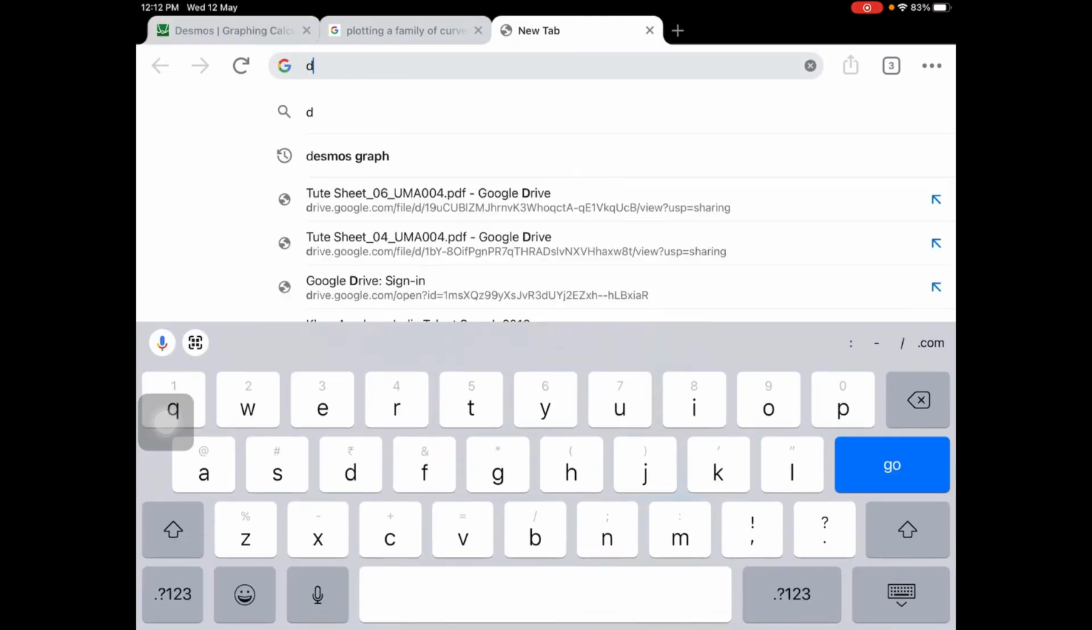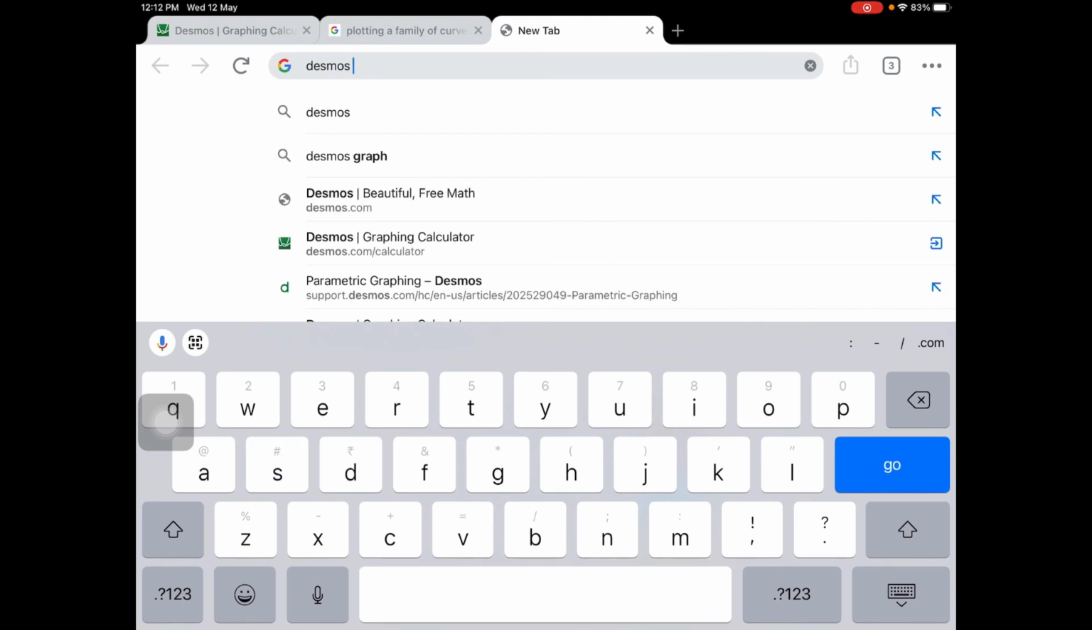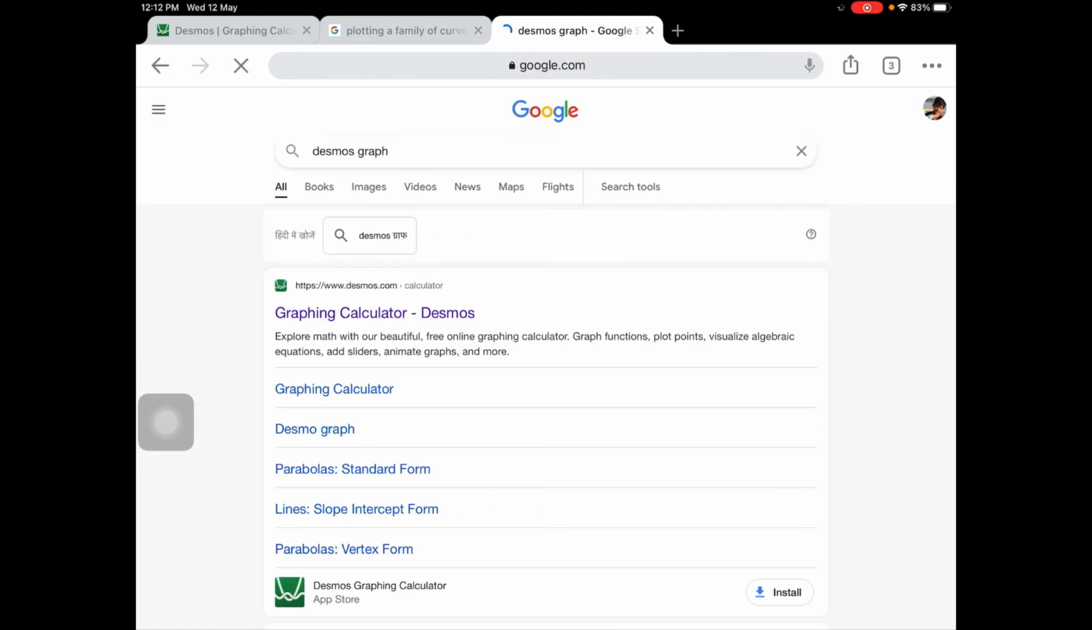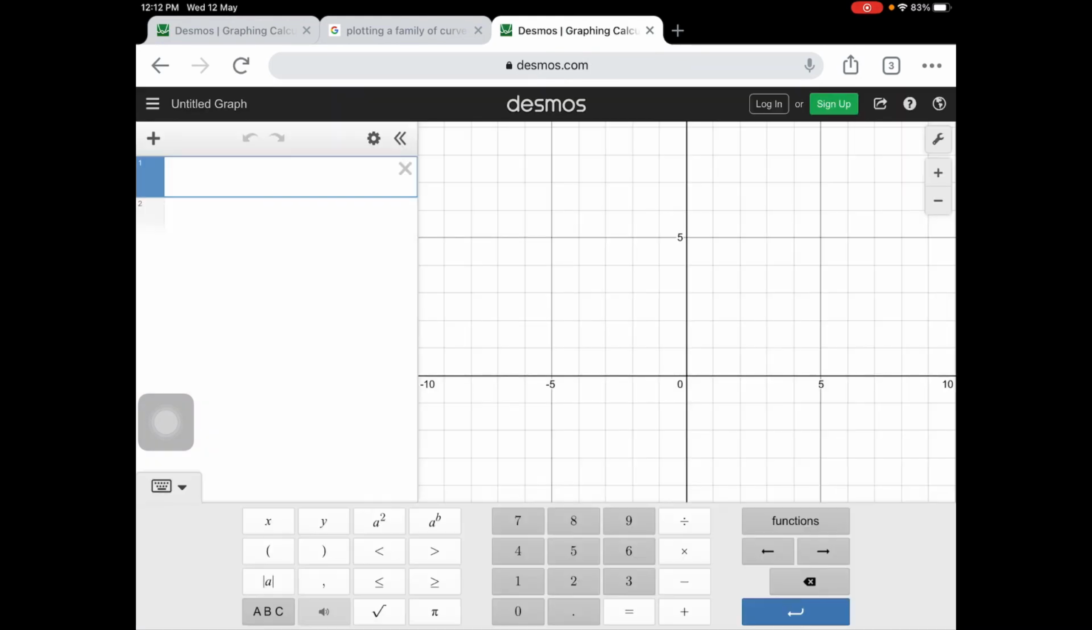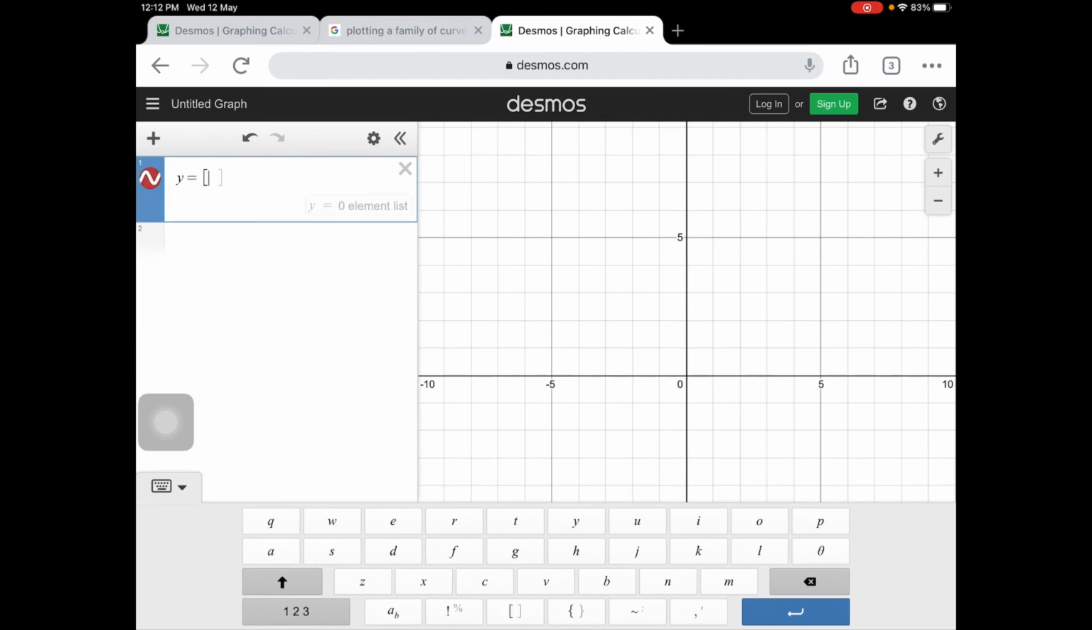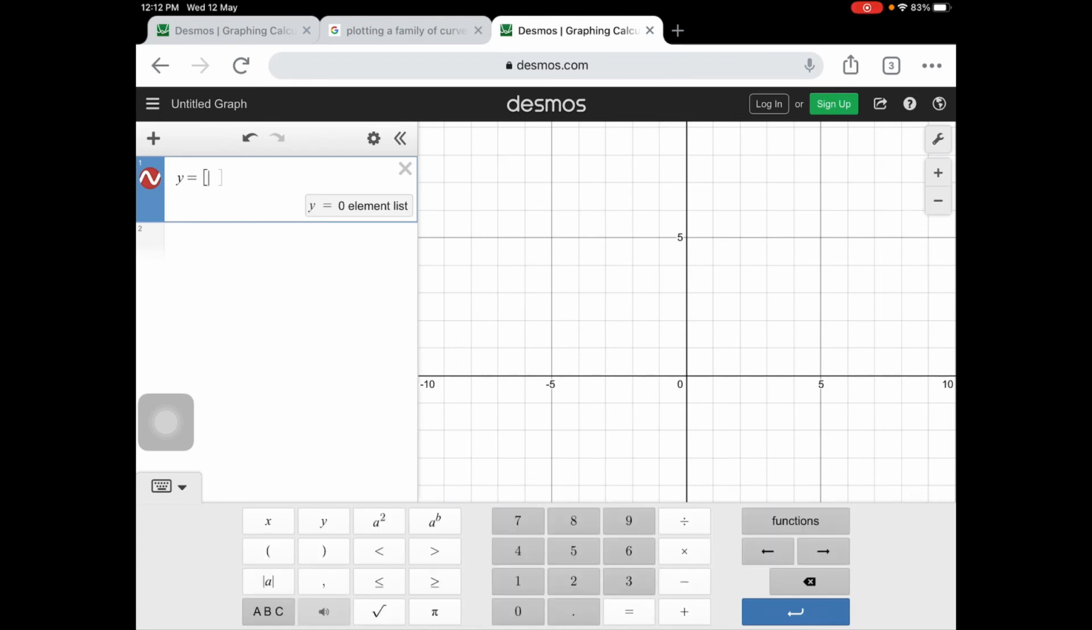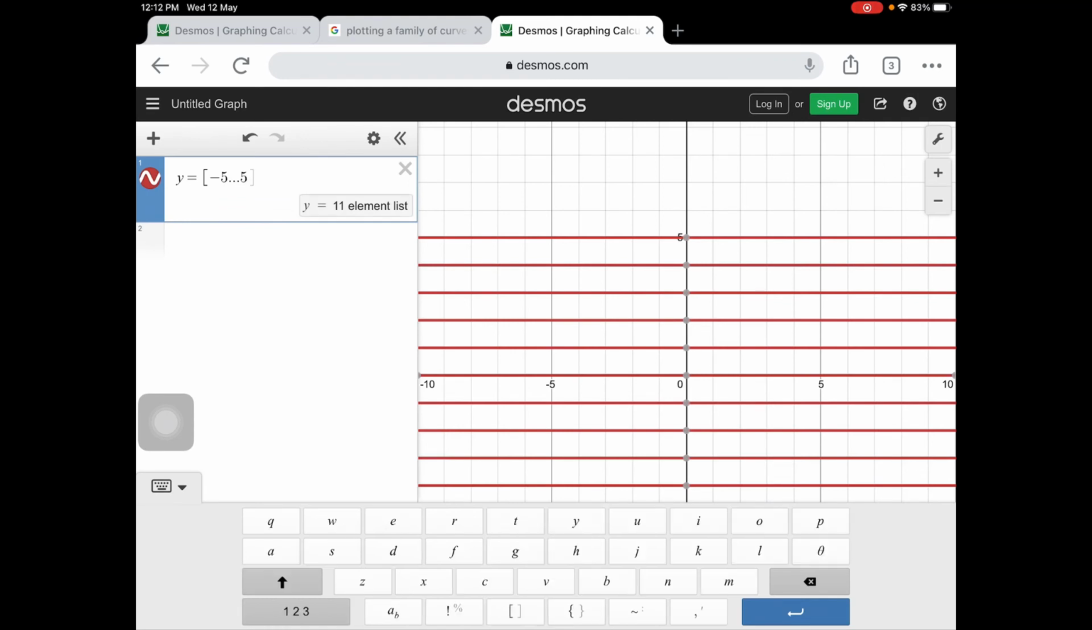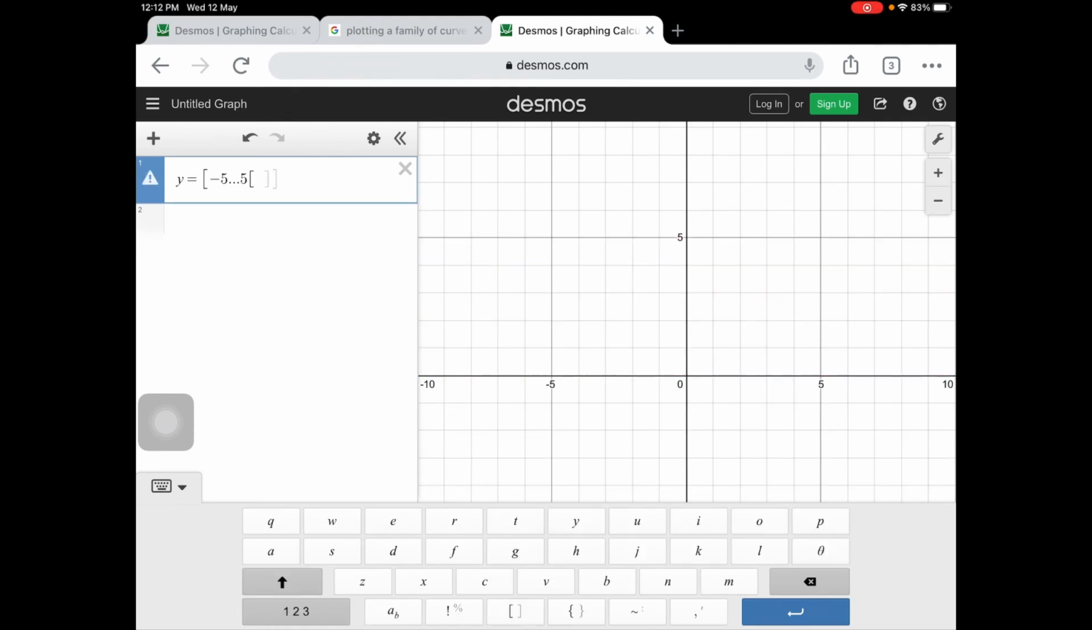You can just use a Desmos graph plotter, or graphing calculator. When you open it, this is how it looks. So we can just plot y is equal to kx. It's very simple. You can write y is equal to k, because I want k to vary. For that you put a square bracket and whatever values of k you want. Suppose I want k from -5 to 5. For that you put -5, then 3 dots, and then 5, and then close the square bracket.